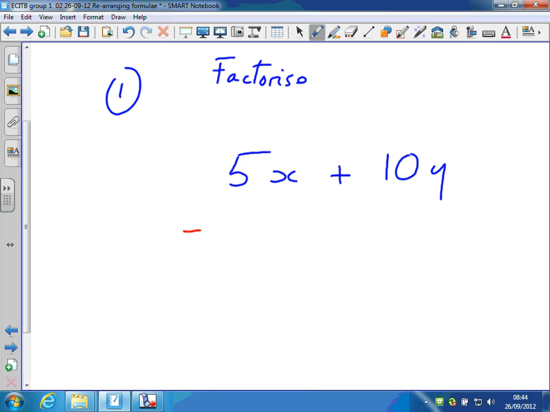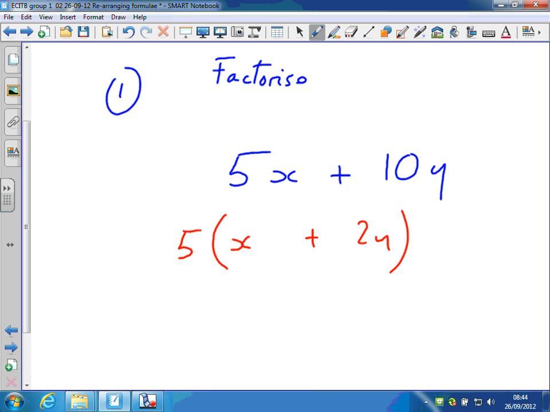So when somebody says to you factorize something, what they're really saying is they want the bracket to appear, and you're going to try and remove a common element from each of the terms. So 5 goes into both of those. Can you see that? And then you say to yourself, right, what have I got to do to find out what's left in the bracket? What have I got to do to that 5 to get back to 5x? I've got to multiply by x. 5 times x gets me back to the 5x. What have I got to do to the 5 to get back to 10y? Times by 2y.